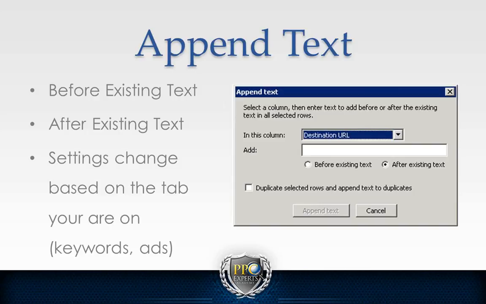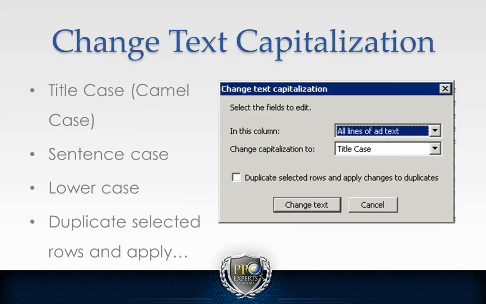And something that's important to mention on replace text and append text is that the options where it says in this column, right now it says destination URL, well, those options change depending upon which tab you're on. So if you're on the keywords tab, then you're going to have a different set of options. If you're on the ads tab, then it's going to be things for ads. So like this one could be on the ads tab. So it would say headline, description line 1, description line 2, display URL, or destination URL.